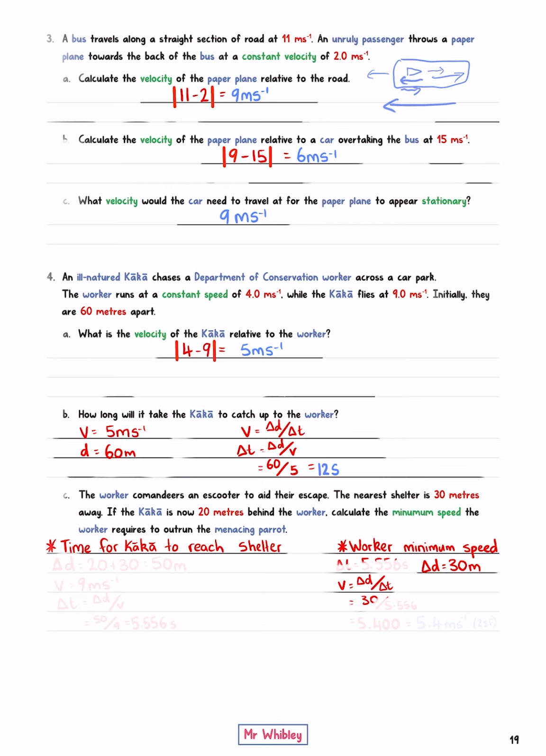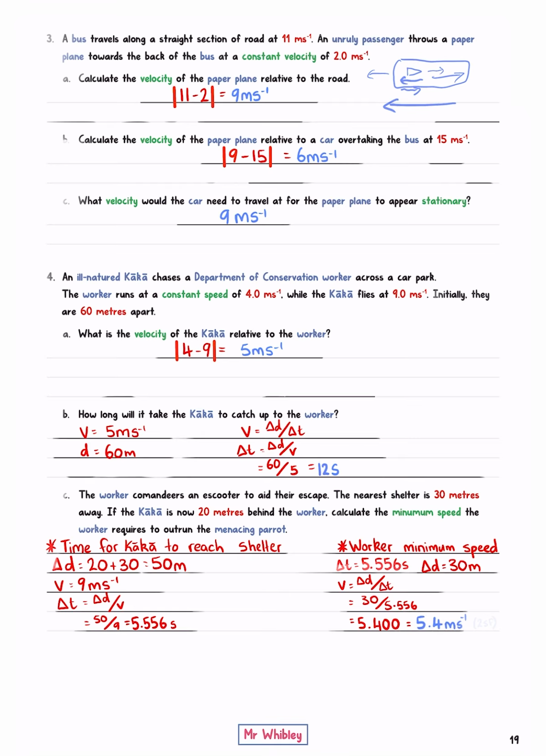The kaka's distance is 20 meters, the distance that it is behind the worker, plus the distance from the worker to the shelter, which is 50 meters. We know that the kaka moves at 9 meters per second, and so we can use our rearranged time equation. Putting in these numbers gives us 5.556 seconds. And now we know the amount of time that the worker has. We can put this into our equation, which gives us 5.400 or 5.4 meters per second to two significant figures.